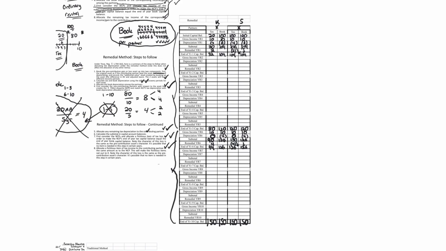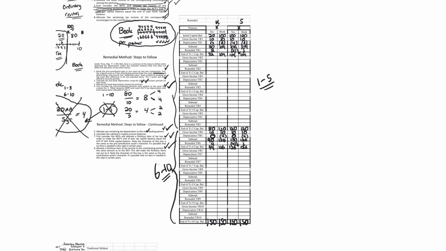Another thing to note is that in the end, the traditional method and traditional method of curative allocations equal out. But the traditional method and remedial method do not equal out. Notice 150 versus 100. So it's different. All right, so again, this is what you do through years 6 through 10. And years 1 through 5 all look the same.